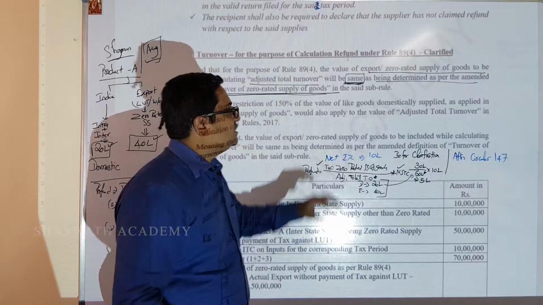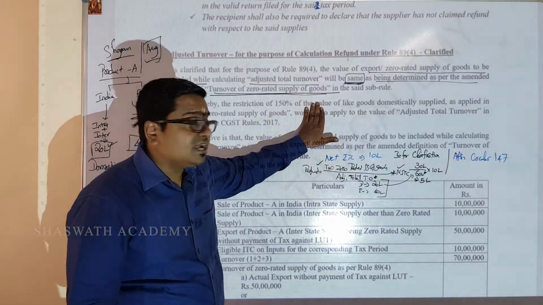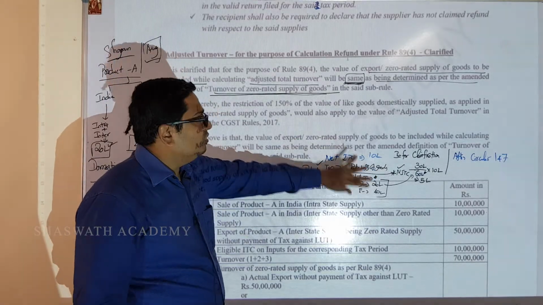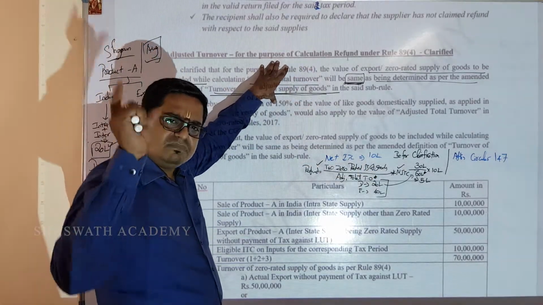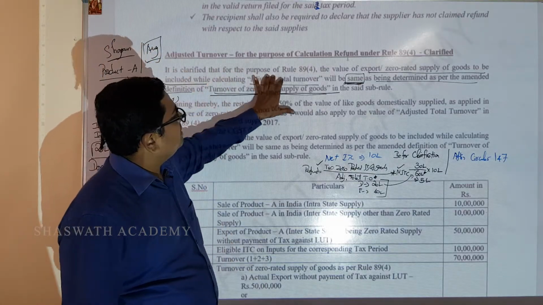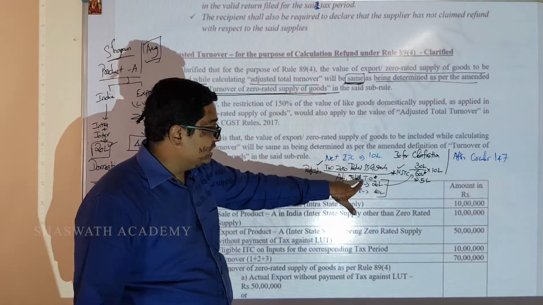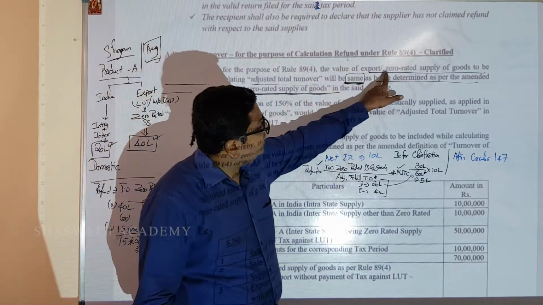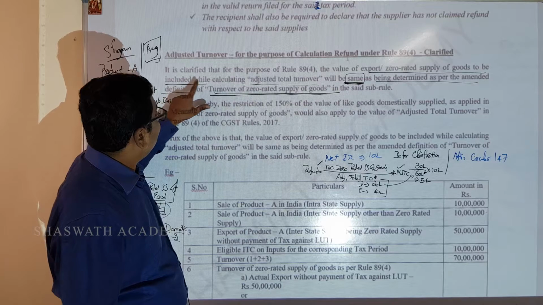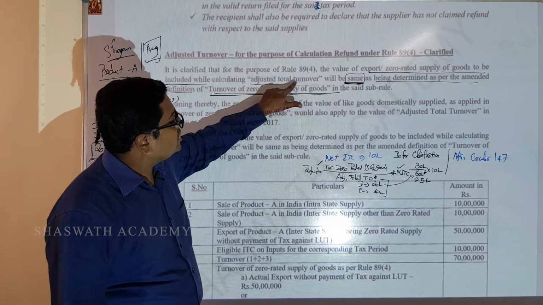This clarification is what they have brought in here. Now what have they said? Beyond this, we need not give any more explanation. After you have seen this much, just go back and read the first para, and you will get clarified. See what they are saying. It is clarified that for the purpose of rule 89(4), though in the rule the value of export of goods or zero rated supply of goods is restricted, the value of export or zero rated supply of the goods included while calculating adjusted total turnover.